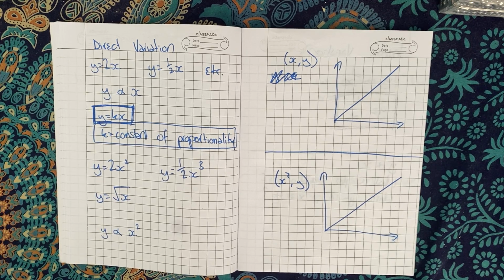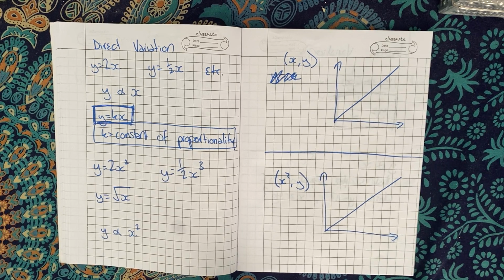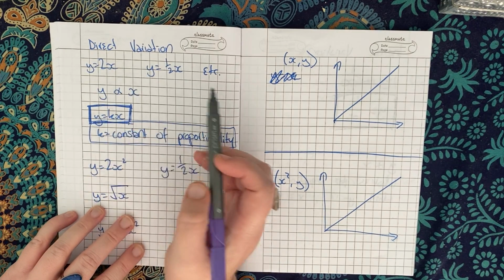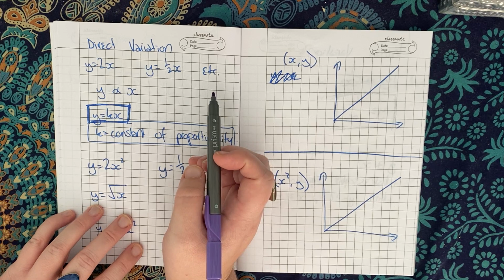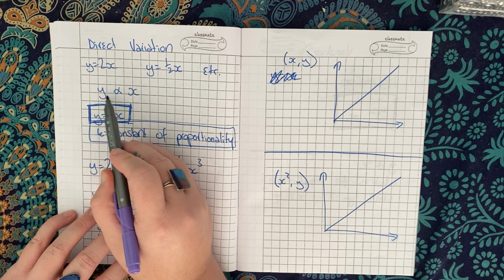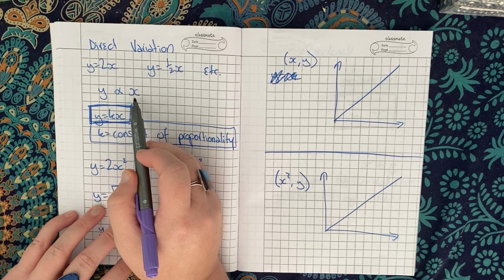We're going to start our new topic today on variation. So we're particularly looking at direct variation to begin with, which is just a fancy way of saying that one thing directly relates to another. So these two different equations are called direct variation. And this is the little symbol we use. So this means that y is directly proportional to x.